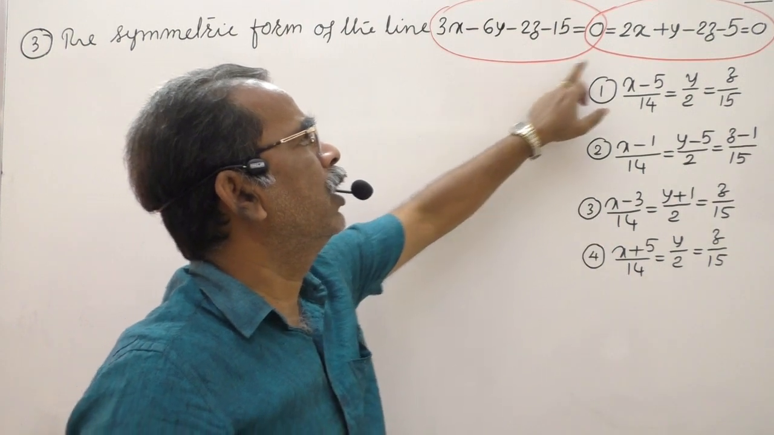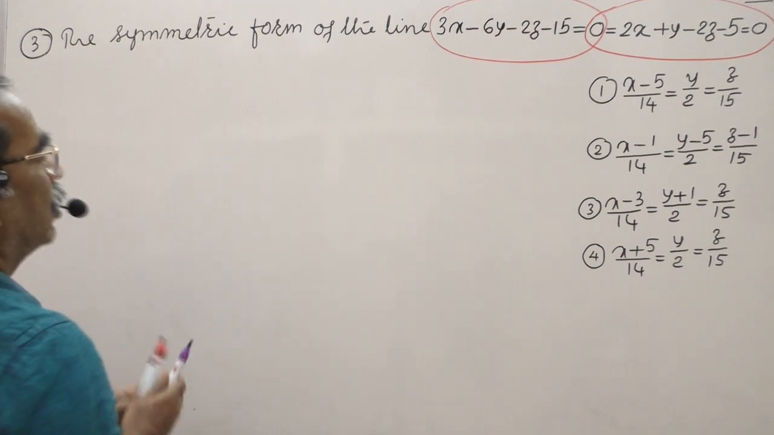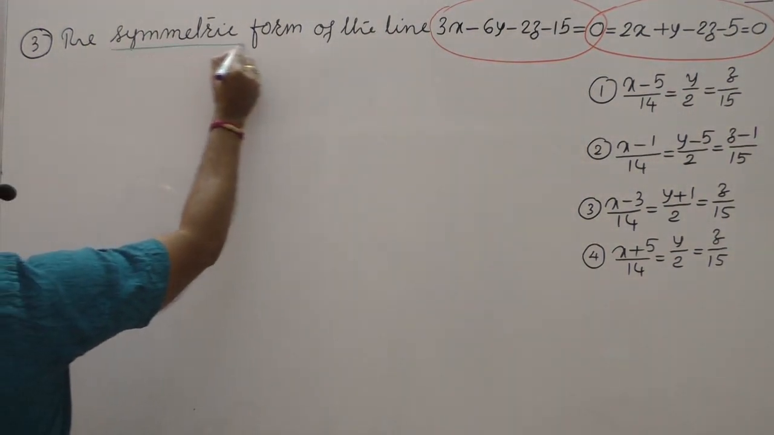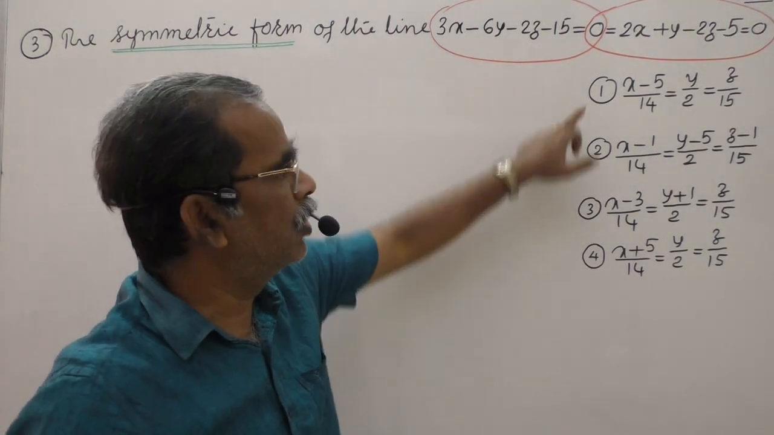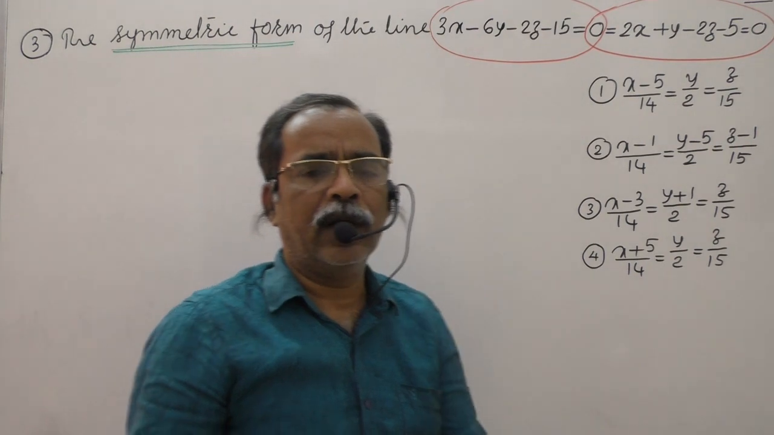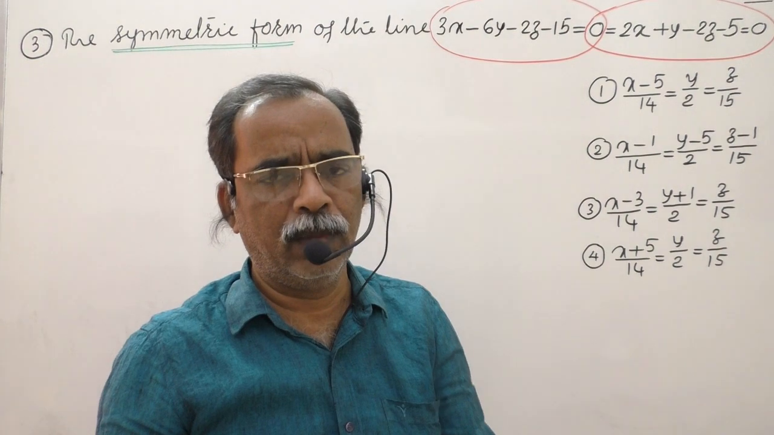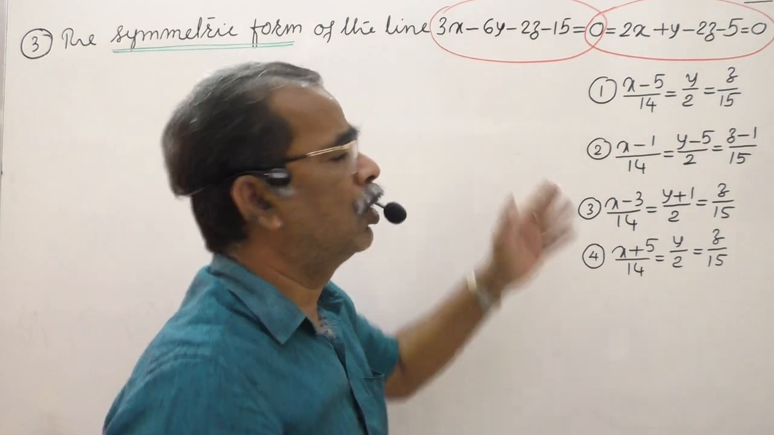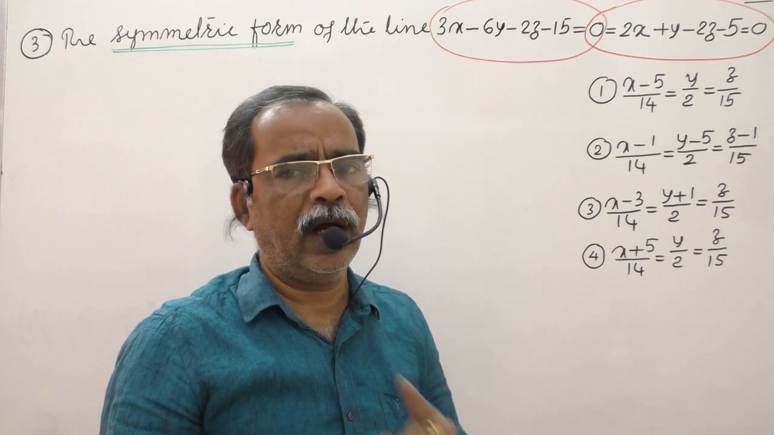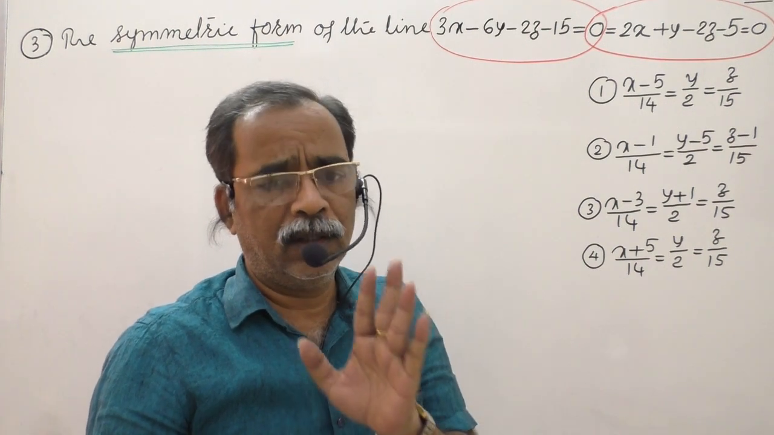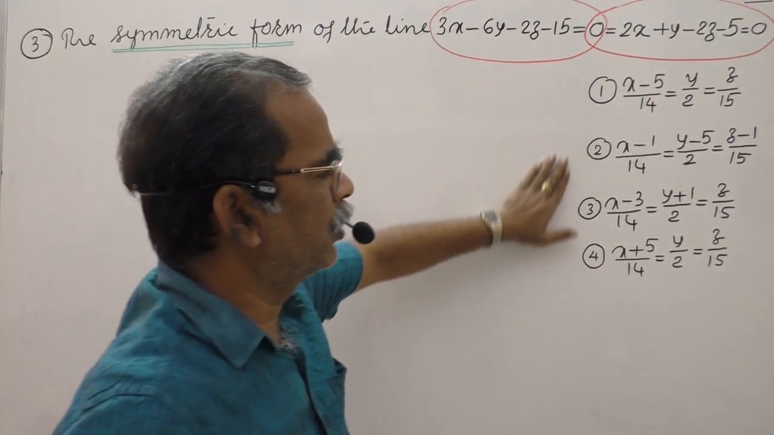So therefore a line can be represented by two planes. Okay, so what is asked? Symmetric form of the line. What is symmetric form? See the options. These are symmetric forms: (x minus x1) by a equal to (y minus y1) by b equal to (z minus z1) by c. So to express a line in symmetric form, we need a point on the line and the DRs of its equation.